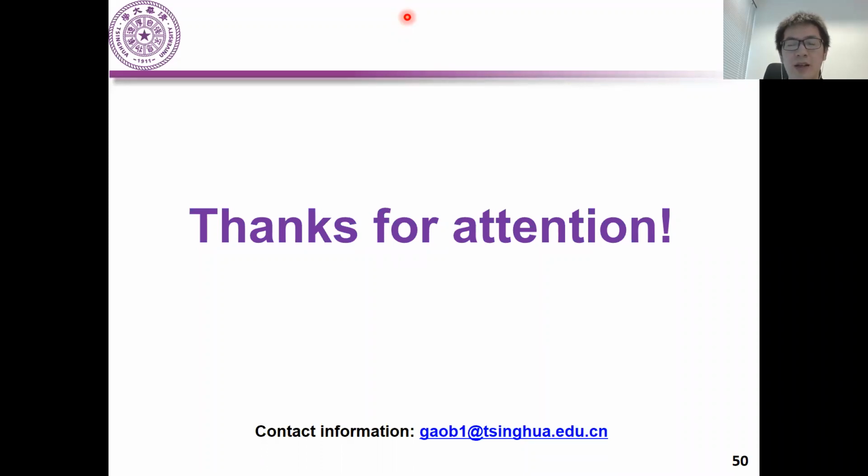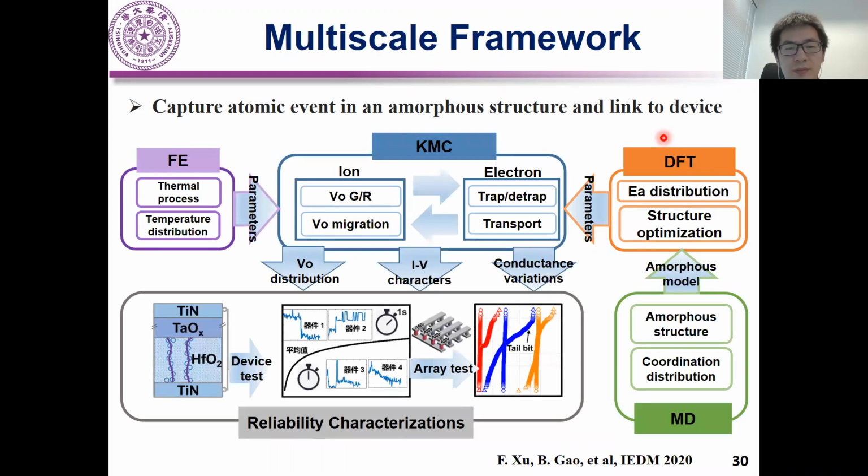Okay, maybe I can start by asking one question. You mentioned that we needed to have a very linearly programmable RRAM device. Can you briefly explain why we needed this kind of device for learning?